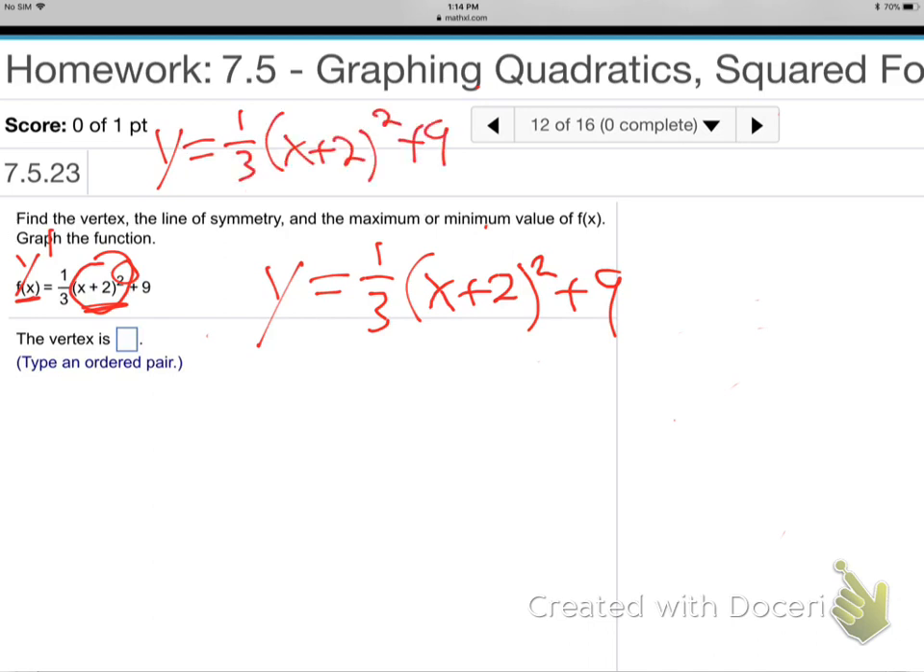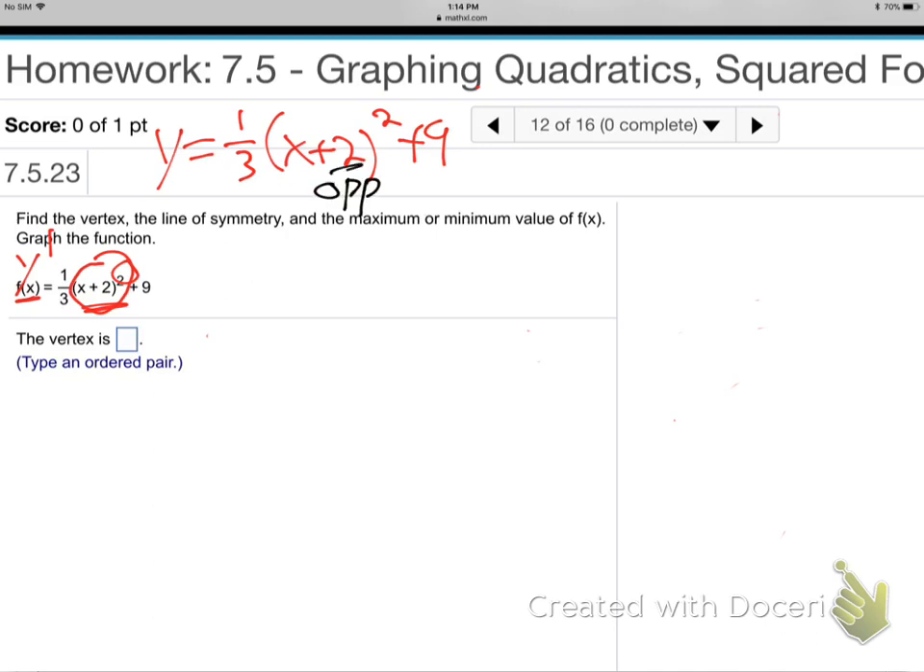So the center of the U shape is the opposite of the number next to x and the same as the other number on the far right side. So in other words, it's the opposite of this. It's the same as that. In other words, what's the opposite of 2? Negative 2. What's the same as 9? Well, 9. That's the center. That's the middle of the U shape. All you got to do is go opposite, same.